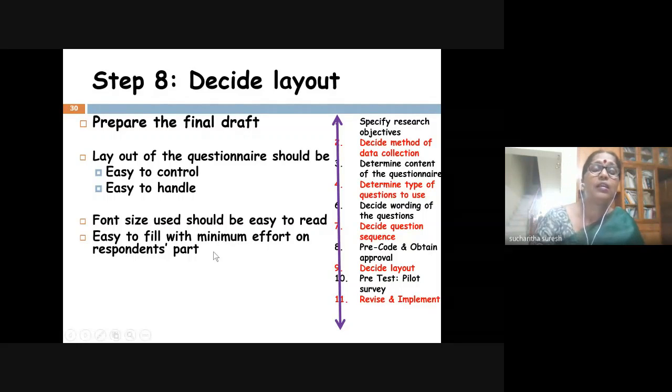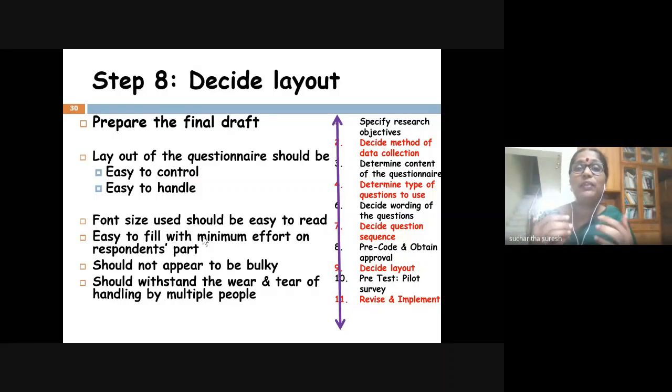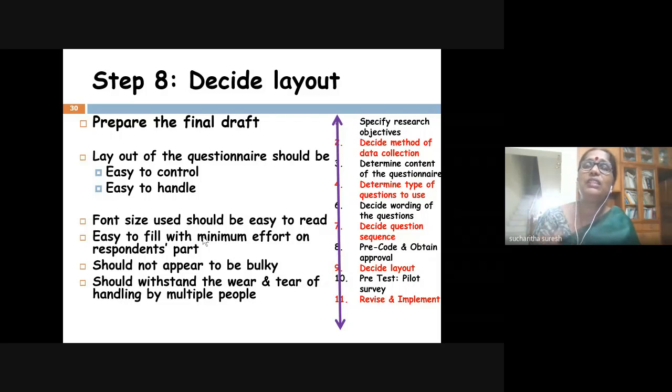Okay. Easy to fill with minimum effort on the respondent's part. Should not appear to be bulky. Should withstand the wear and tear of handling by multiple people. See, some questionnaires are very flimsy, and once you turn the page it becomes not nice like that. Use nice paper when you are giving it to the people. They shouldn't think, what is this, what type of questionnaire is it, they don't even have proper paper. That type of thing should not be there.